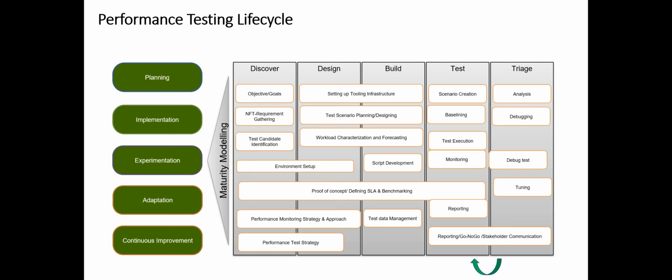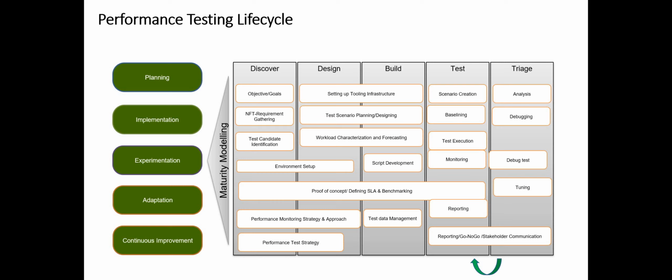these are some key principles that you need to follow: planning, implementation, experimentation, adaptation, and continuous improvement. Planning: you need to plan the overall project. So you're not planning just for that particular piece of work. You have to plan for the overall activity. So this whole discover, design, build, you have to have that planning in mind while working on this performance testing project.